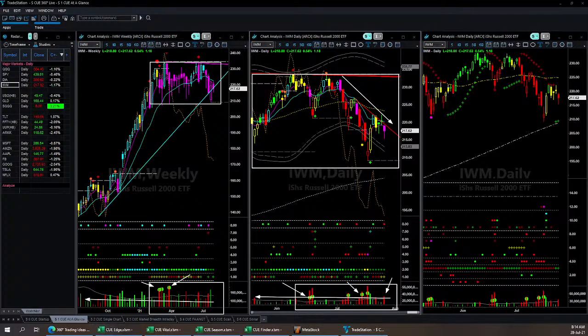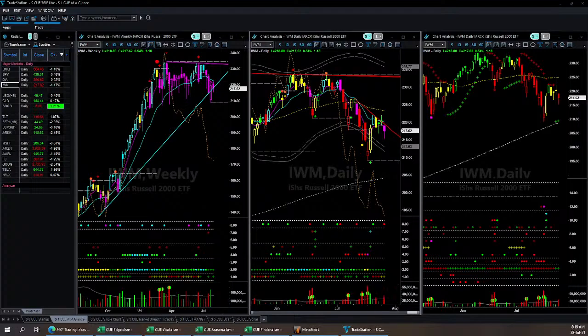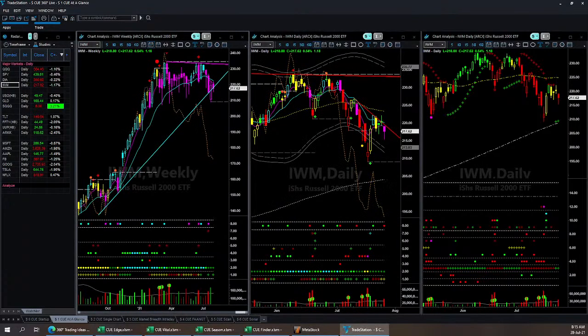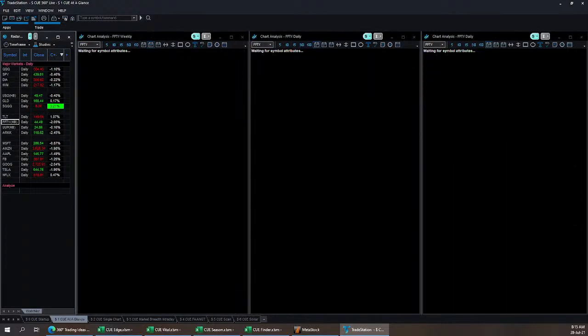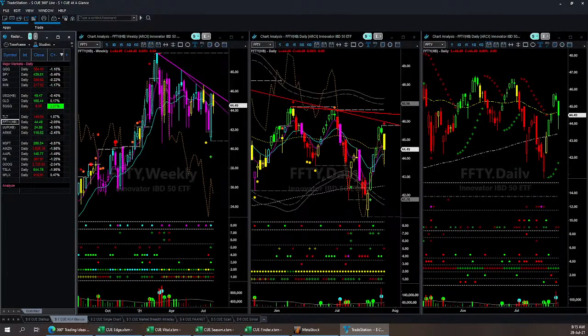This is the only USA market ETF that is not in an uptrend. The others are in an uptrend. Does it mean everything is rosy? That is not true, and that I showed in the previous webinars also by looking at different internals and breadth indicators. We will look at that, but before that, let's look at IBD 50 ETF, FFTY.